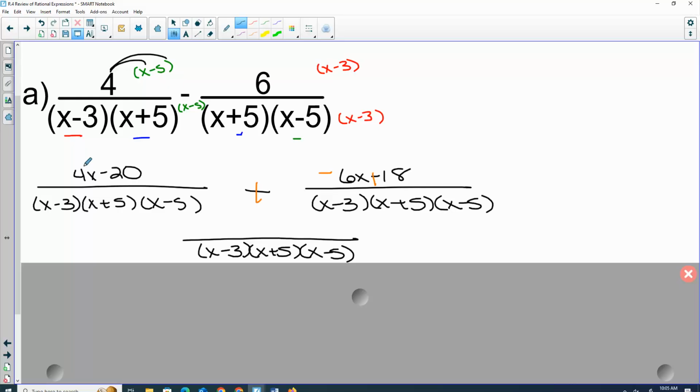So combining like terms, 4x plus negative 6x. Negative 20 plus 18. Negative 2. We certainly could factor the numerator now. I could take out a negative 2. But my directions didn't specify that it had to be factored, so we're just going to leave it like that. Is that one okay? Do you guys feel like you could try a problem?